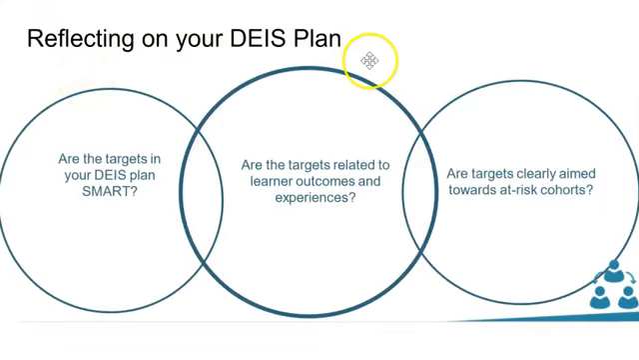Reflecting on your DEIS plan. Are the targets in your DEIS plan SMART? Are the targets related to learner outcomes and experiences? Are targets clearly aimed towards at-risk cohorts?